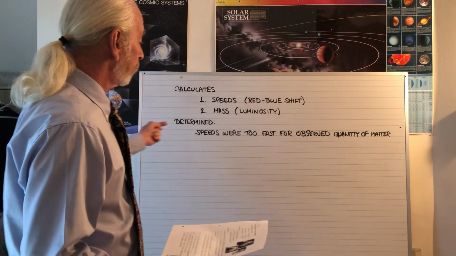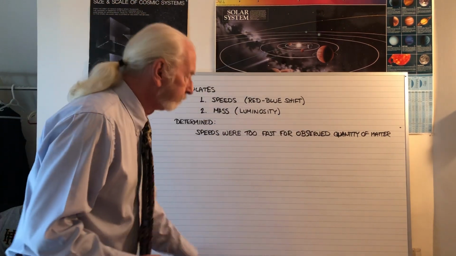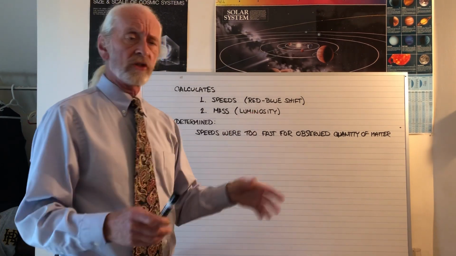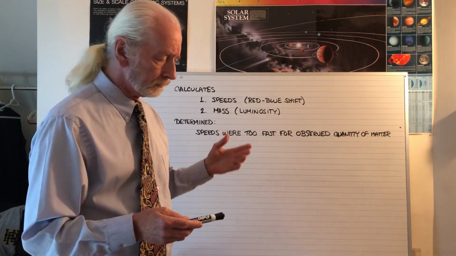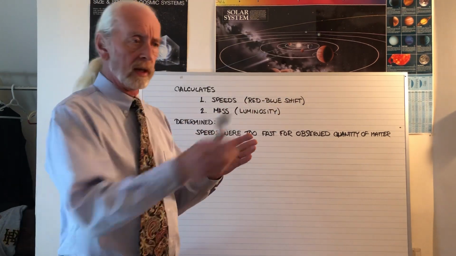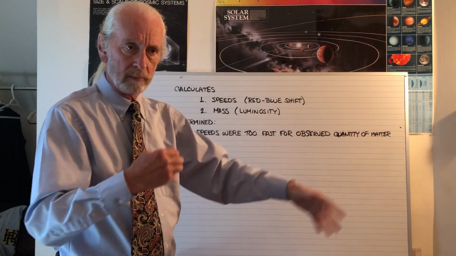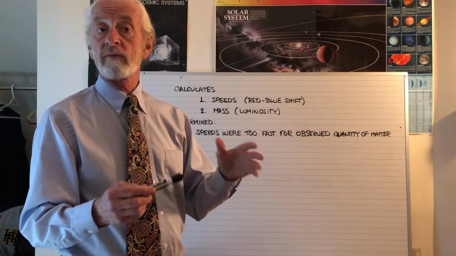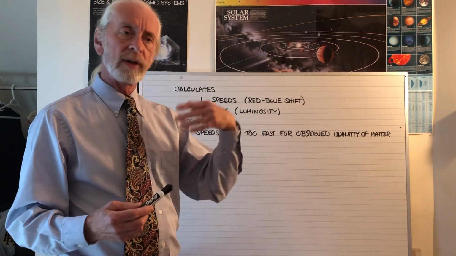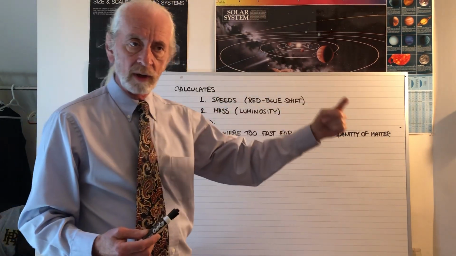So he discovers that these speeds were too fast for the observed quantity of matter. Let me see if I can clarify that. We know that the Earth orbits the sun. Earth orbits the sun because the sun has gravity. Gravity is going to pull the Earth toward the sun, but the Earth has a certain speed that keeps it from crashing into the sun, so it stays in a nice orbital balance. If the sun had more mass, it would have more gravity, and it would tend to pull the Earth more toward the sun, obviously. So how would the Earth not get pulled into the sun? Well, it would have to move faster to counteract that increased pull of gravity.